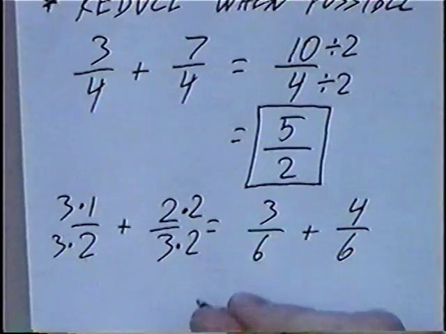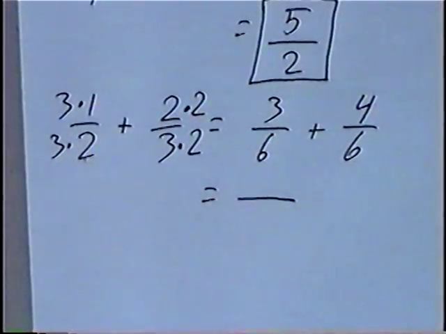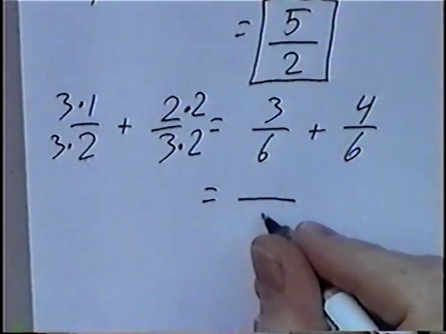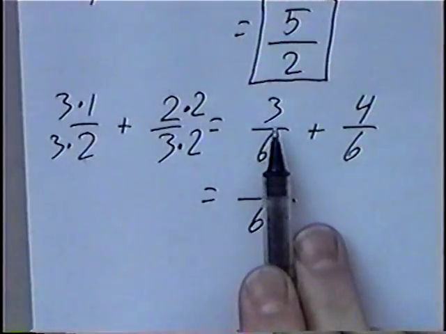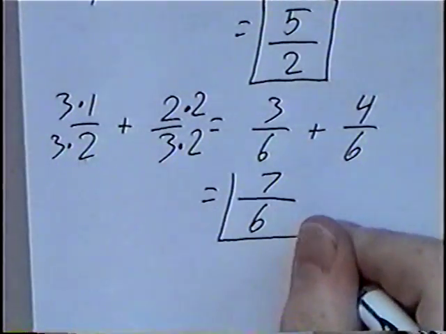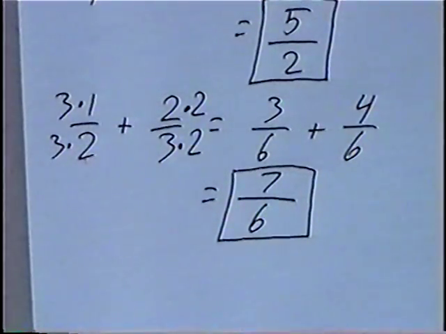After changing denominators, we can add the fractions together. The common denominator 6 would stay the same, and adding the numerators 3 plus 4 would be 7. So our final answer, which cannot be reduced, is 7/6.